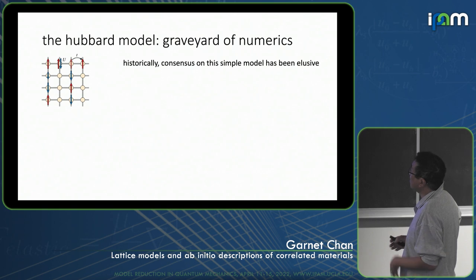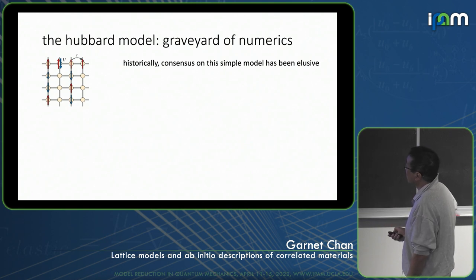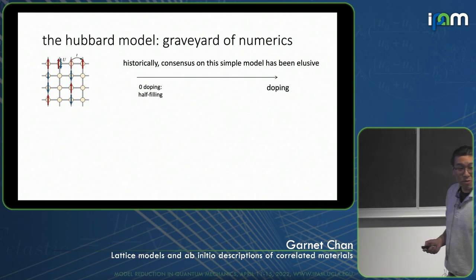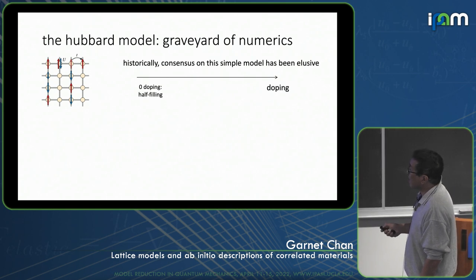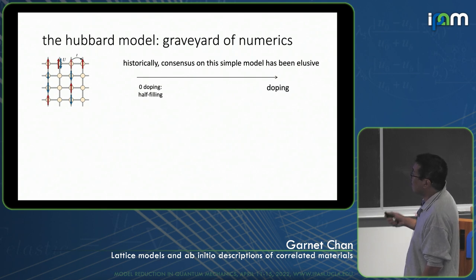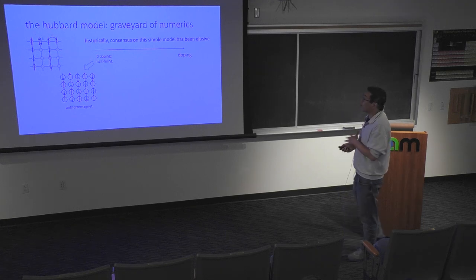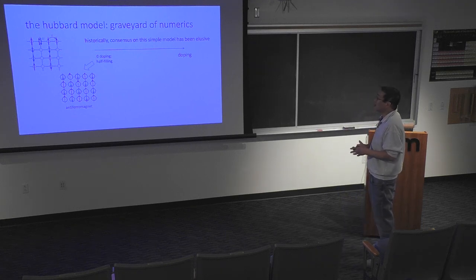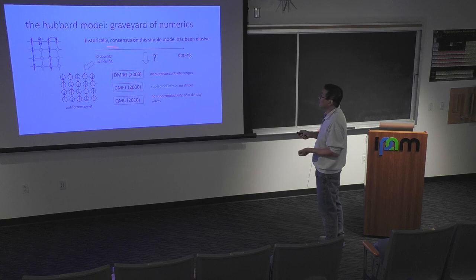And historically, people have been working on this for a long time, and consensus has been quite elusive. For example, if I just restrict myself to the zero temperature part of the phase diagram, where we study everything as a function of doping, then at no doping, we call that the half-filled point of the model. There, it's a problem that can be solved essentially exactly by quantum Monte Carlo, and it's known that the system is an antiferromagnet. But as you move away from this half-filled point, as you dope it, you can see very many different things depending on what numerical approximations you make. Certainly, if you go back 10 years or even further, many different methods will produce many different predictions in the doped regime.